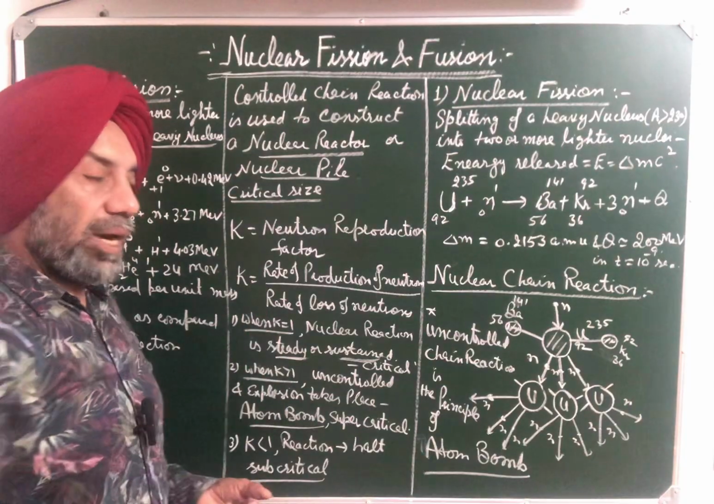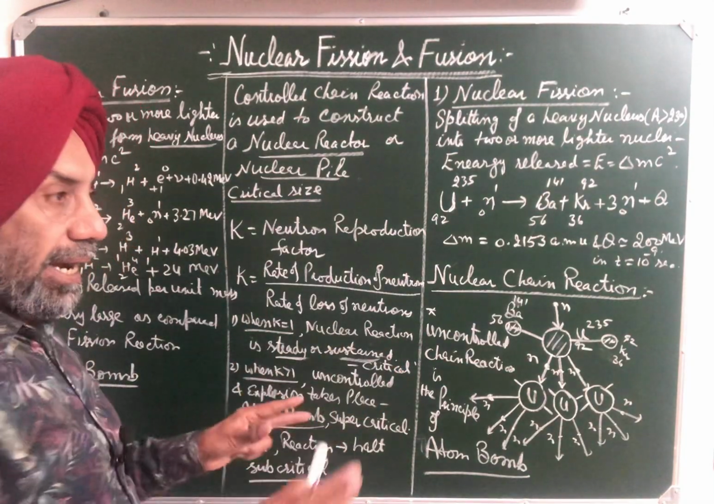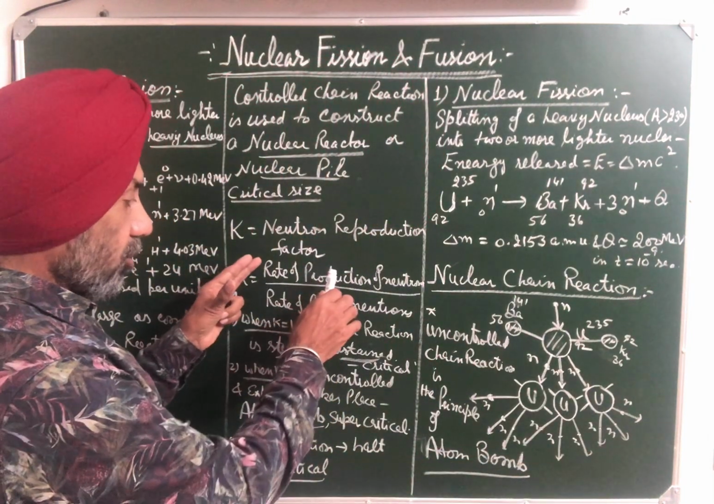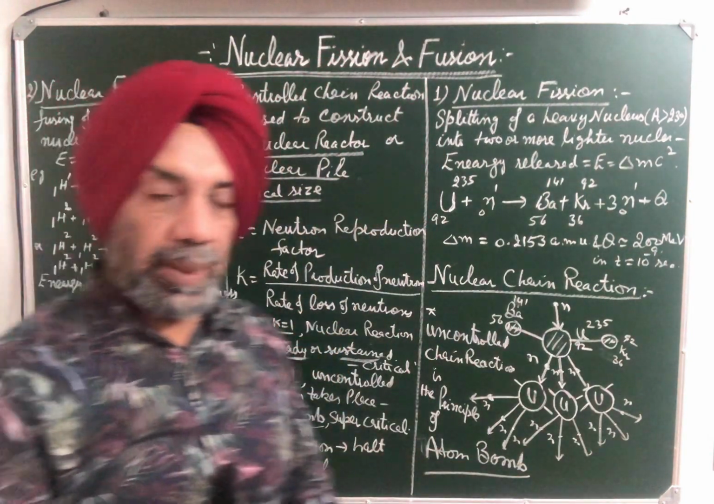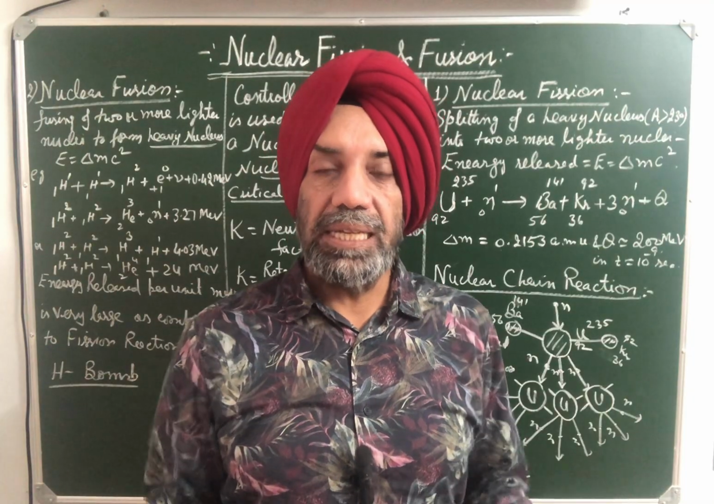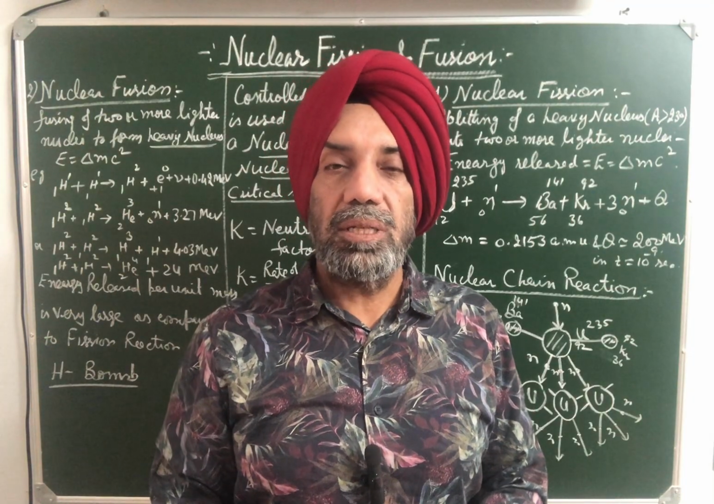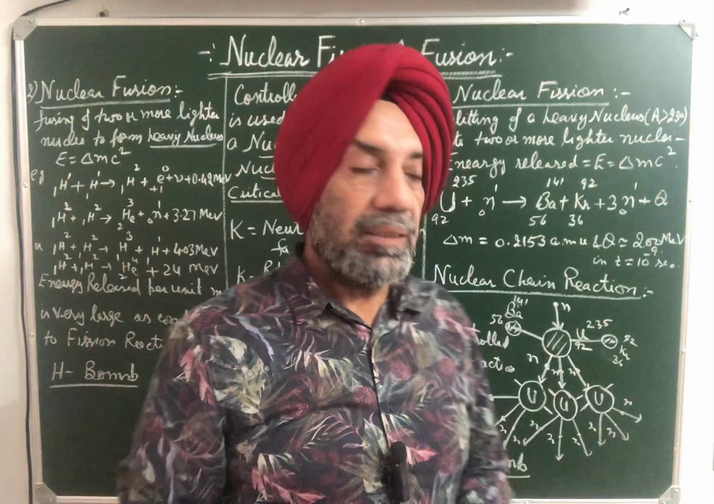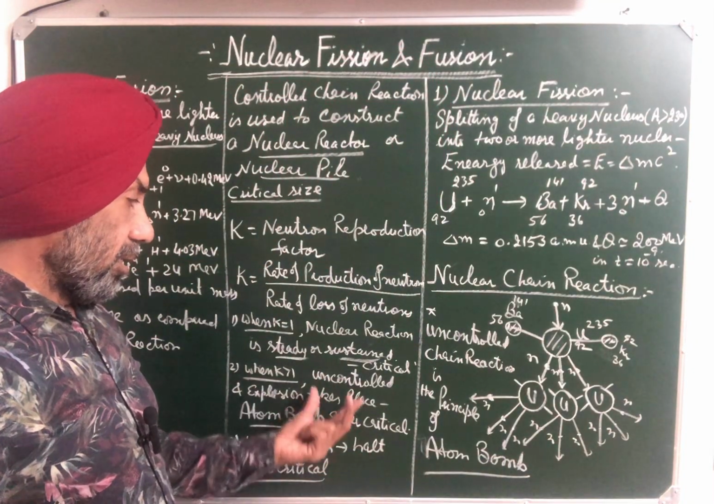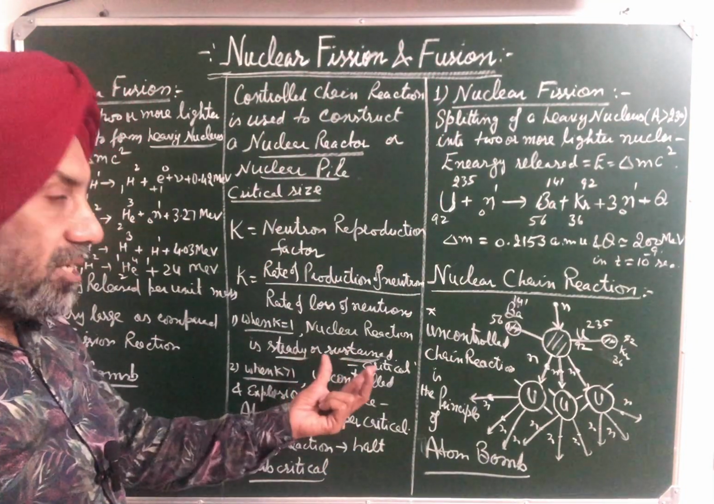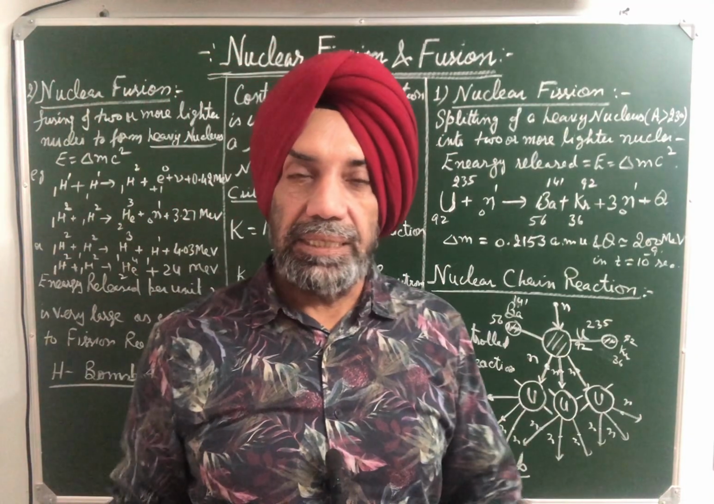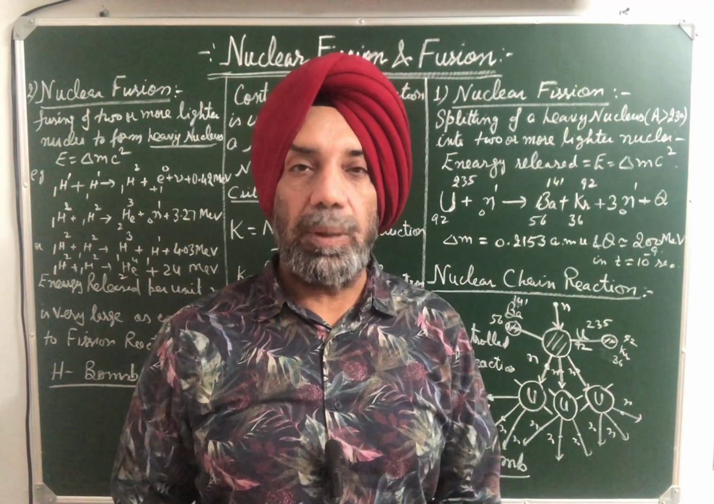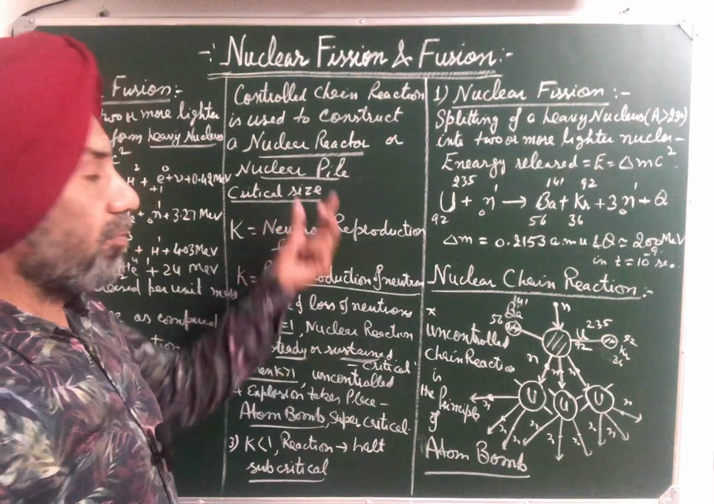When K is equal to 1, nuclear reaction is sustained and steady. That is, if the rate of production of neutrons and the rate of loss of neutrons remain the same, then the reaction is said to be steady and sustained, which means it can be used for constructive purposes, and that is the principle of a nuclear reactor.